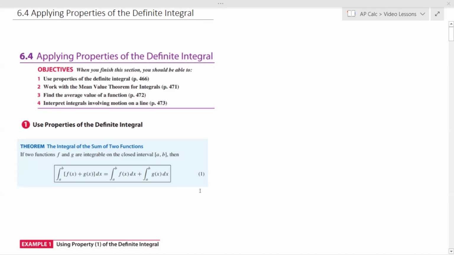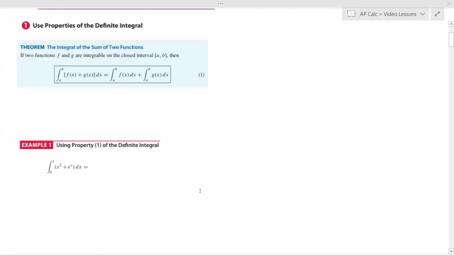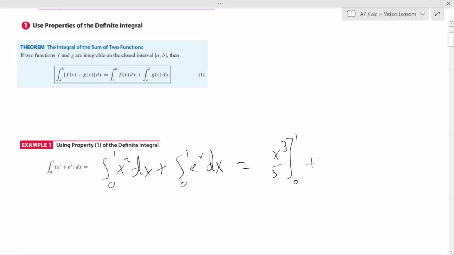Okay, so here's an example. If we have the integral from 0 to 1 of x squared plus e to the x, then we can just rewrite this as the integral from 0 to 1 of x squared dx plus the integral from 0 to 1 of e to the x dx. The antiderivative of x squared is x cubed over 3. We're going to evaluate that from 0 to 1. And then we would add the antiderivative of e to the x, which is itself, from 0 to 1.